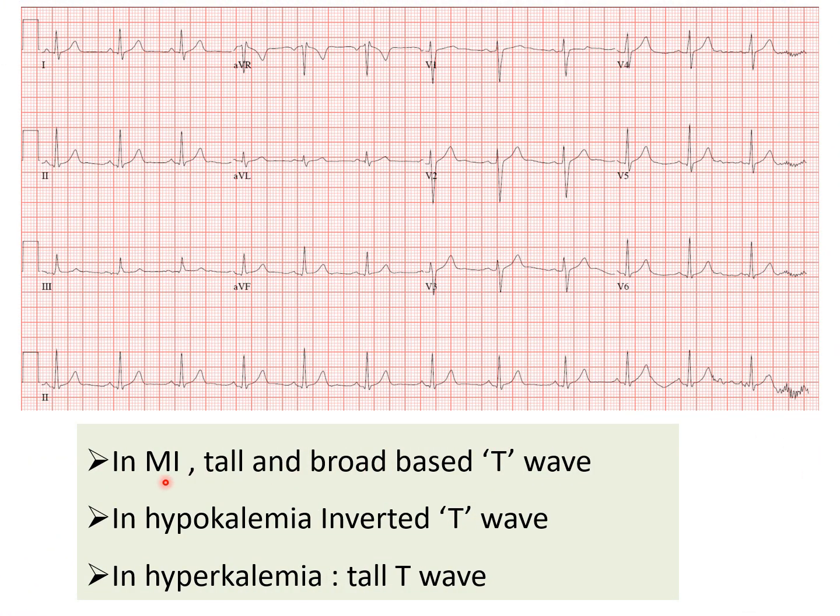And remember, the T wave is very important because sometimes if you notice a broad based T wave, that can be a case of myocardial infarction. In hypokalemia you can sometimes notice an inverted T wave, and in hyperkalemia there will be a tall T wave. The inverted T wave can be in acute ischemia also. But remember, the tall T wave is seen in hyperkalemia and also in myocardial infarction.